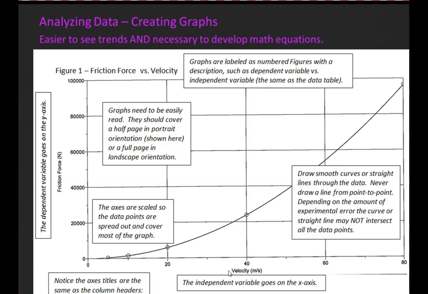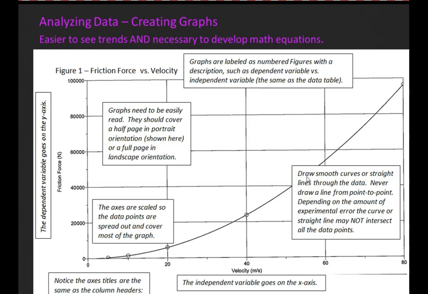And similarly, velocity meters per second squared was the column header for the independent variable on data table 1. So we need to take a look at our data points, and they should be spread out so they cover most of the graph. We do not want them all scrunched in one corner or one half of the table. Notice they are spread out throughout the graph. You can do this on Logger Pro by auto-scaling.